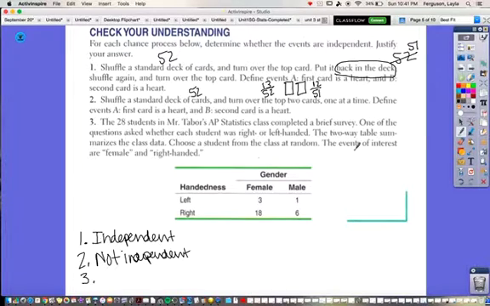So if you are thinking about choosing a person and you are specifically worried about their gender and whether or not they're right-handed, remember that independent means that one does not affect the other. And so for this one, being a female does not affect whether or not you are right-handed. So that means that these two events are independent.